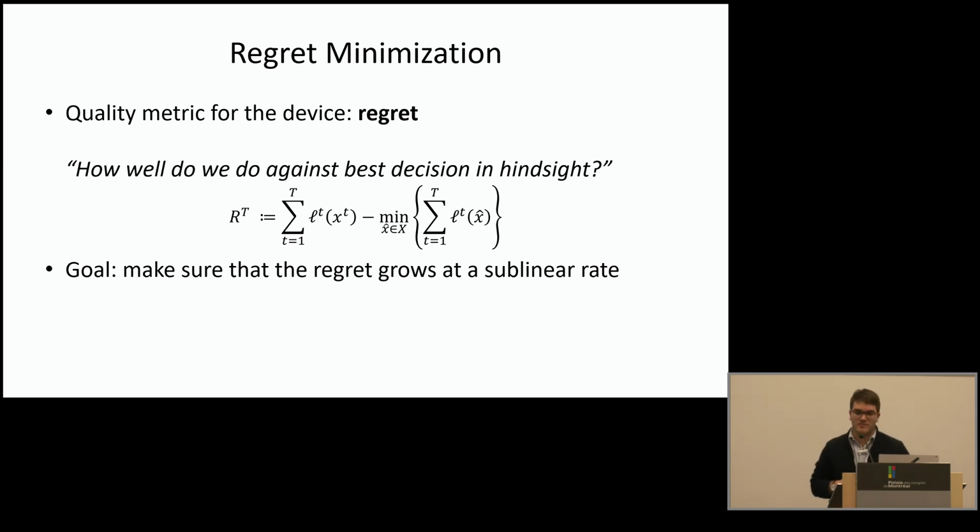And any good regret minimizer hopefully will let this regret measure grow at a sublinear rate. So this is usually the goal, which is also called Hannan consistency.